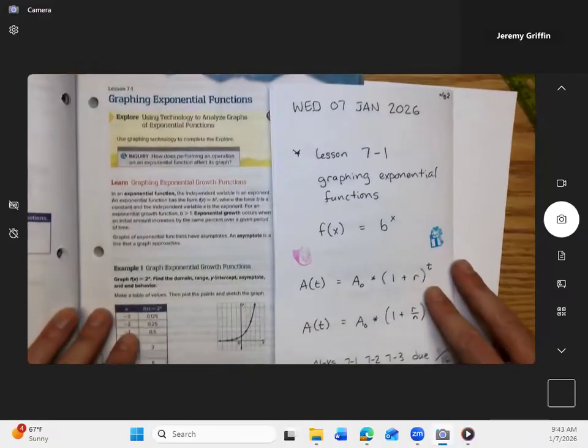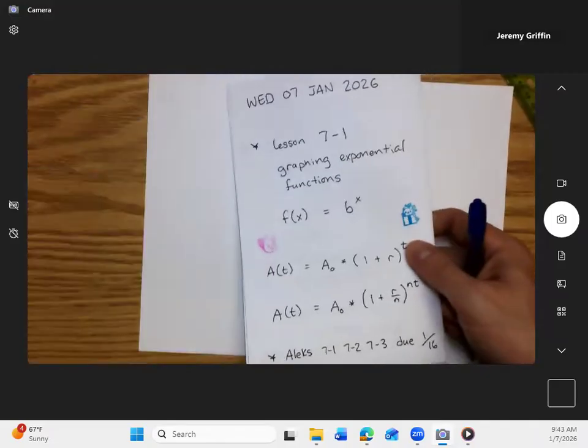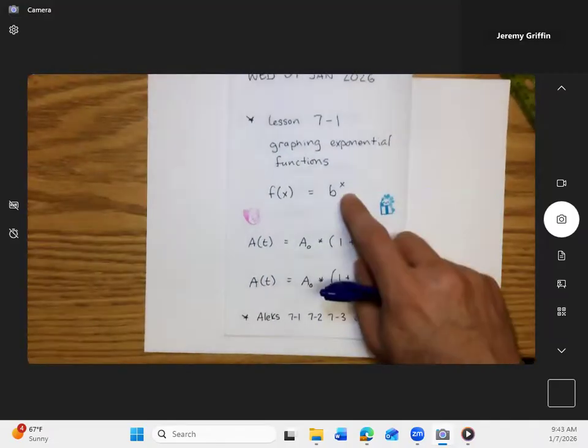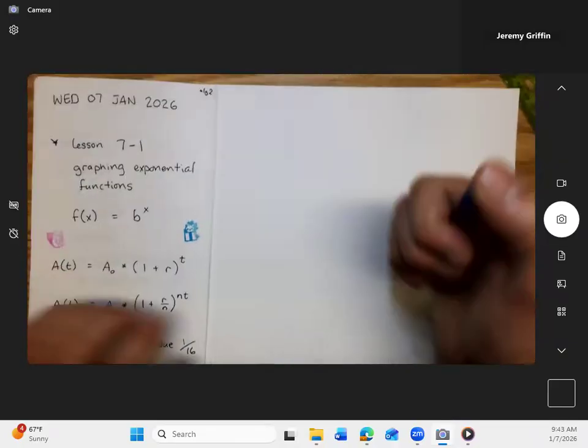All right, so graphing exponential functions. So guys, exponential functions take a term that we haven't used yet. It's where x, the variable x, is actually in the exponent. Okay. Now it's different from before.